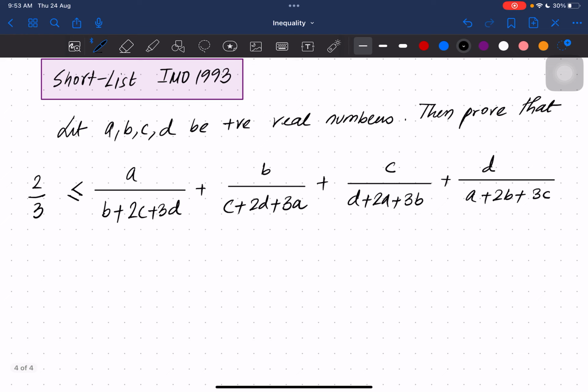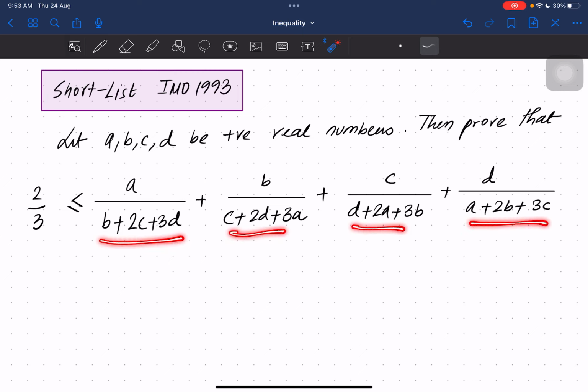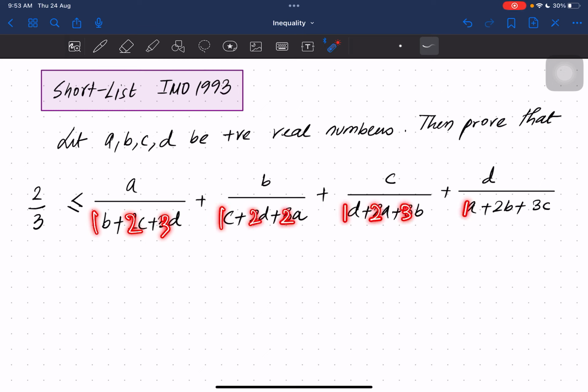So let us first observe the problem. Here you can see that the denominators are cyclical in manner. Everywhere it's 1, 2, 3, and the terms A, B, C, D occur in a cyclical manner. So here it's A, B, C, D, B, C, D, A, C, D, A, B, and the last term is D, A, B, C. So this is a cyclical way of writing the thing.